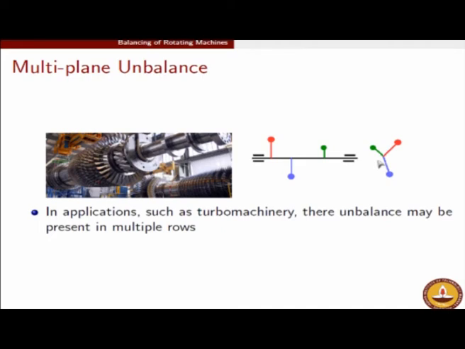Now, how to detect these things and how to experimentally find out what the individual unbalances are is a topic which is very interesting in its own right, and something that you should definitely look for to understand. But unfortunately, the curriculum at this stage does not permit such a discussion. Rather, you would have to pose the opposite question: suppose I know the unbalances created at the individual rows, how do I handle this situation?